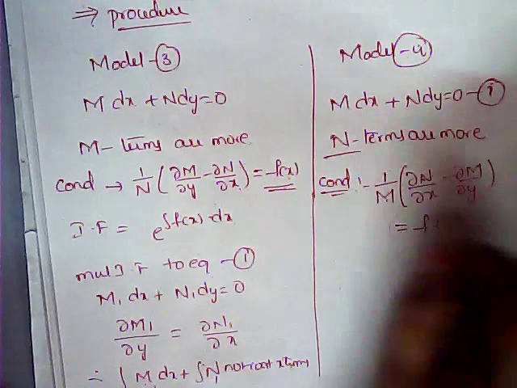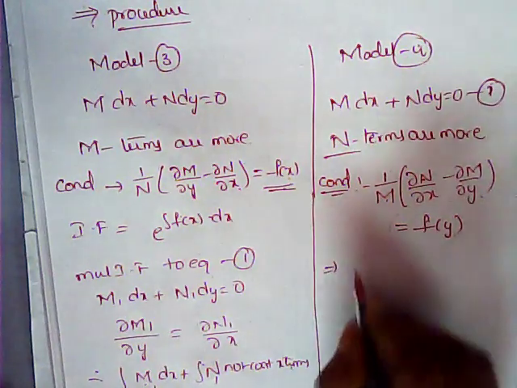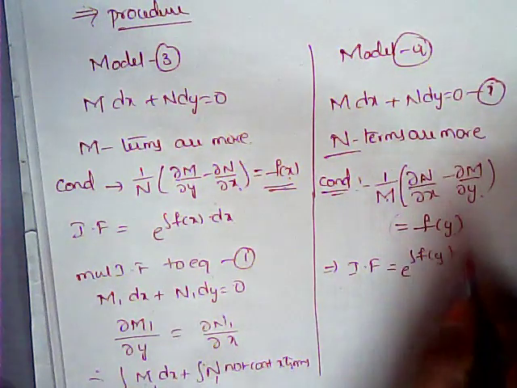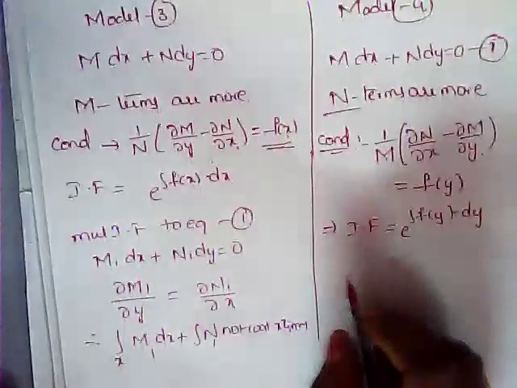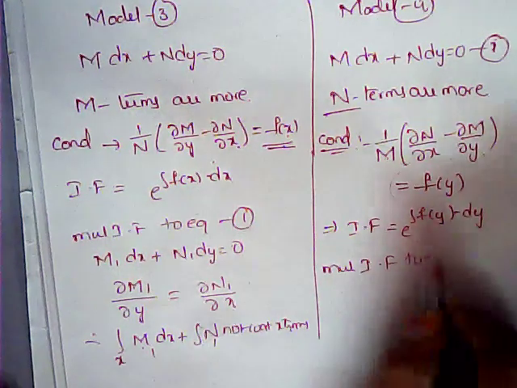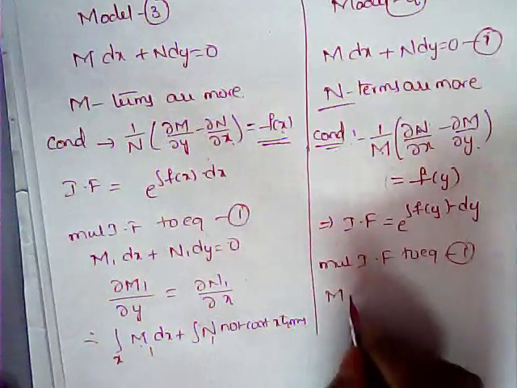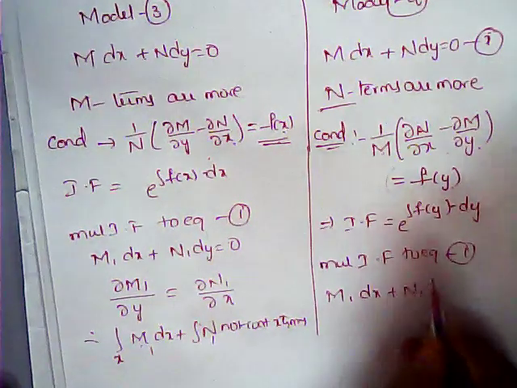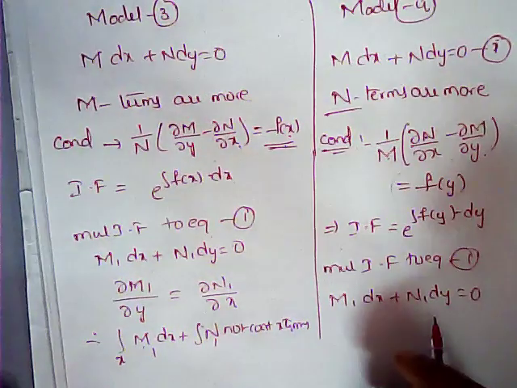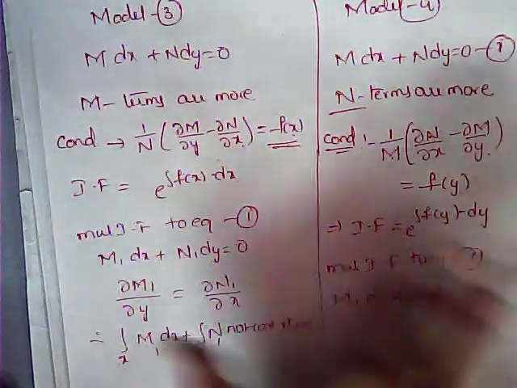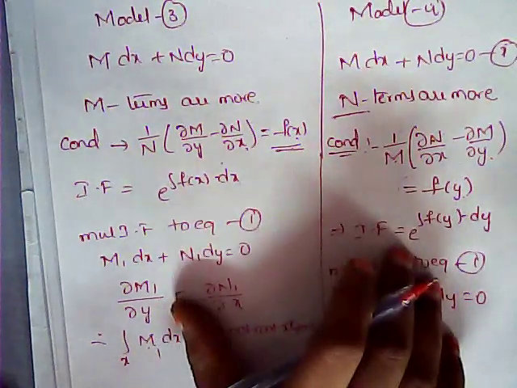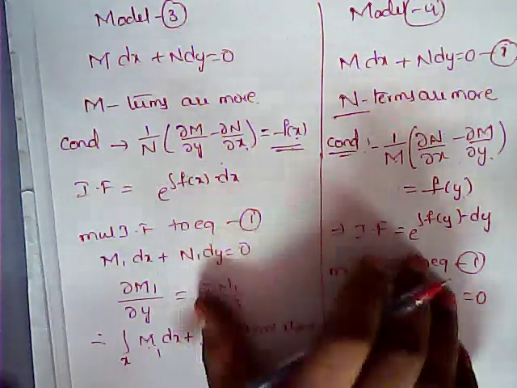After getting the function of y, we go with the integrating factor e power integral f of y into dy. After that, we multiply this integrating factor to equation 1, convert the equation into m1 into dx plus n1 into dy is equals to 0, and proceed with the same process. So this is model 3 and model 4. Let us go with the problems based on model 3 and model 4.